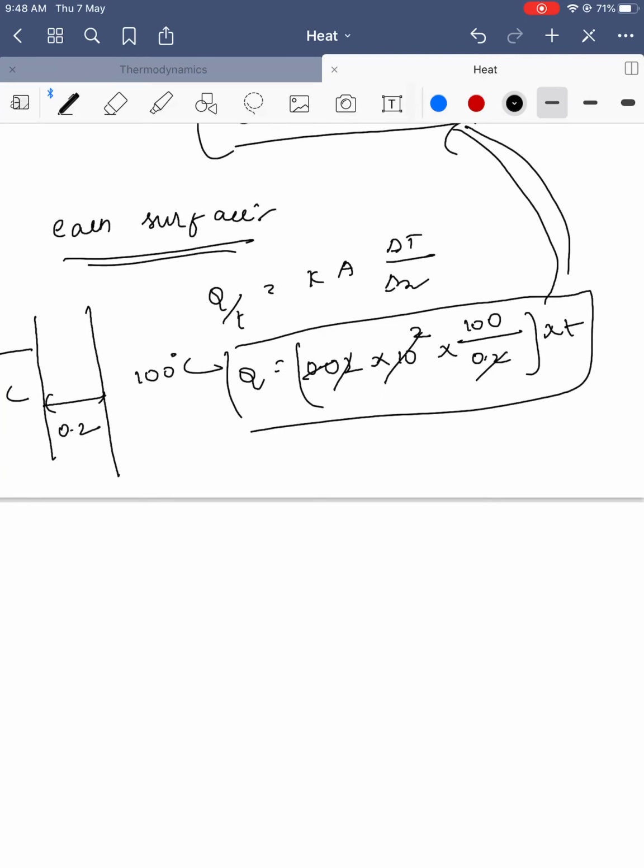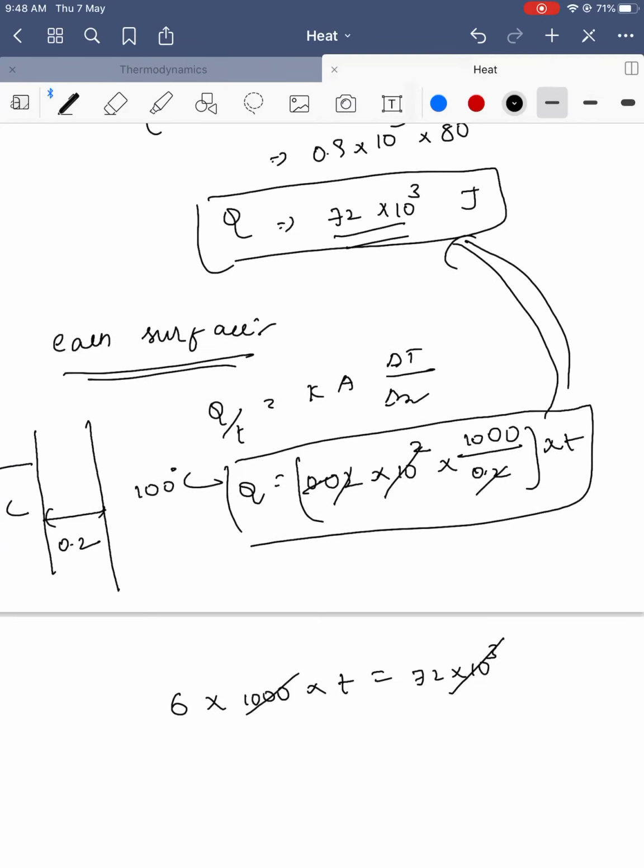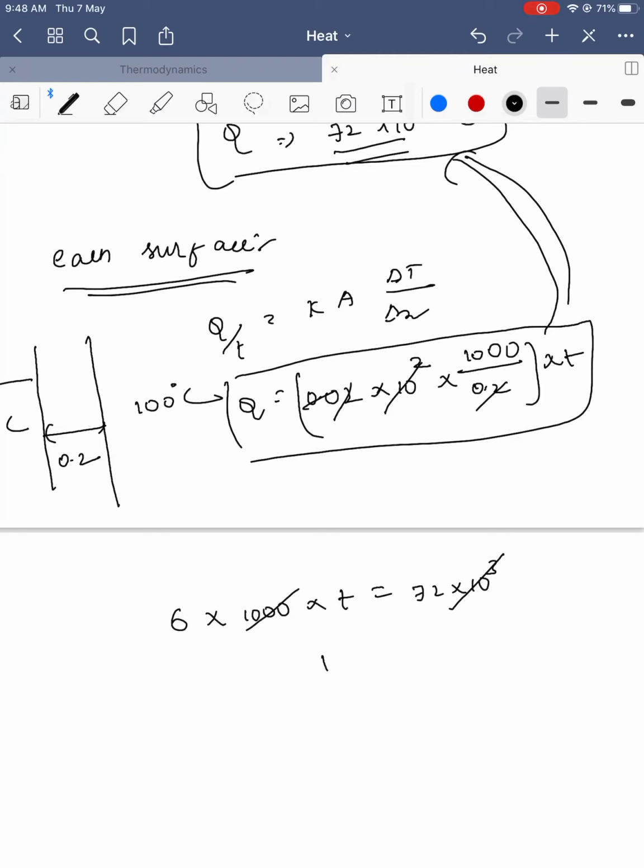How many sides does it have? 6 sides. So 6 into 100, any calculation mistakes here? 0 cancels, here 1000 will be there. So 6 into 1000 into T is equal to 72 into 10 power 3, because 72 into 10 power 3 is the heat required. 10 power 3 gets cancelled. T is equal to 12 seconds.